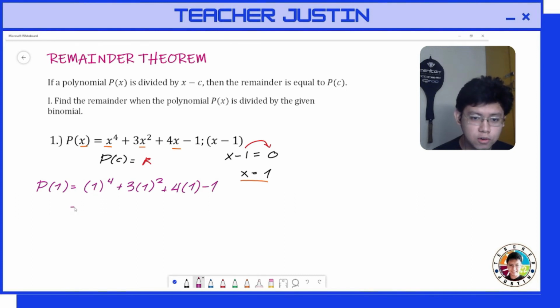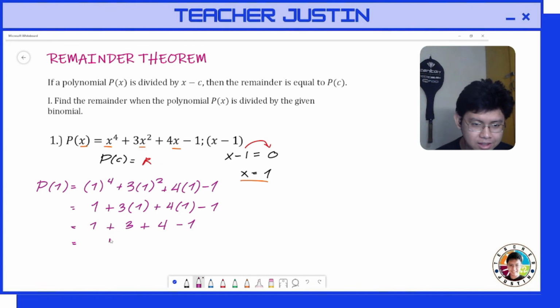Now, let's apply the order of operations in simplifying this expression. So, let's simplify our exponents. 1 raised to 4 is 1, plus 3 times 1 raised to 2 is 1, plus 4 times 1, minus 1. Then, let's multiply. We have 1 plus 3 times 1 is 3, plus 4 times 1 is 4, minus 1. Then, let's add and subtract from left to right. So, 1 plus 3 is 4, plus 4 is 8, minus 1 is 7. So, our p of 1 is equal to 7.